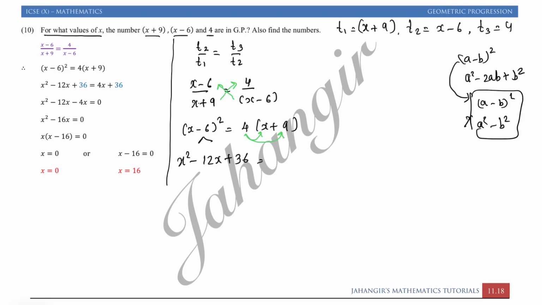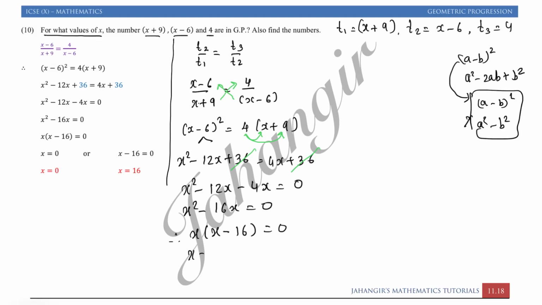Now we will multiply this bracket. 4x plus 9 4s are 36. So if you will see, 36 we can cancel out on both sides. So what we will get, x square minus 12x minus 4x is equal to 0. So therefore x square minus 16x is equal to 0. Taking out x common, you will get this. You had learned this pattern in the quadratic equation first exercise. So x is equal to 0 or x is equal to 16.